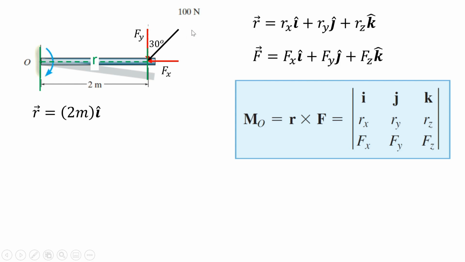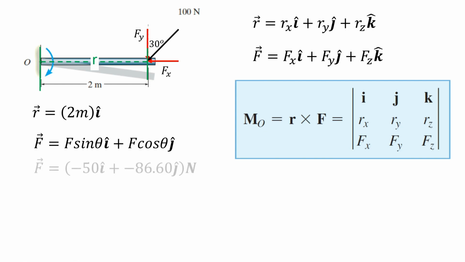Now, for the force, since this is in a diagonal position, we have a value of fx i hat plus fy j hat for the direction and 0 for z. So to get the force F, that is F sine theta i hat plus F cosine theta j hat. And we have the answer for this in our previous problem. Since Fx is going to negative x, that is negative 50 i hat. And our Fy is going downward, so that is negative 86.6 j hat Newton.